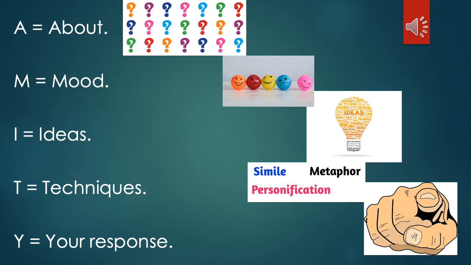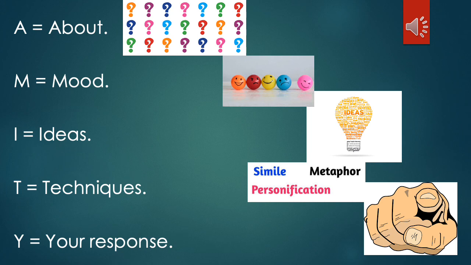Okay, so first things first, AMITY stands for these five letters. Each letter stands for a different method that you are going to use to explore your poem. First of all, you need to read your poem through, slowly and carefully, trying to understand the meaning of the poem, in other words, what the poem is about. So your A is for about. You need to try and work out what is happening.